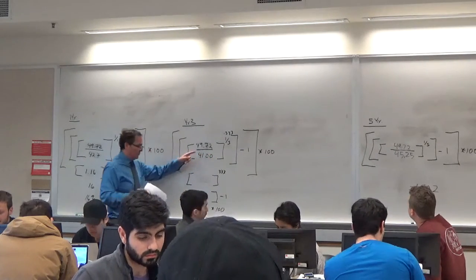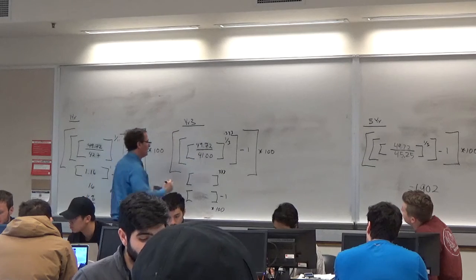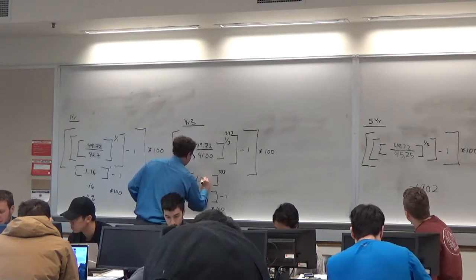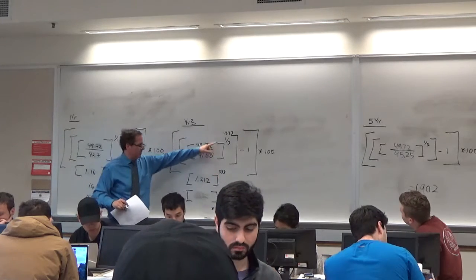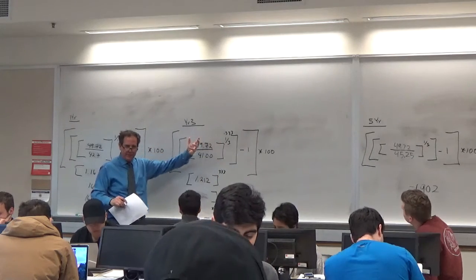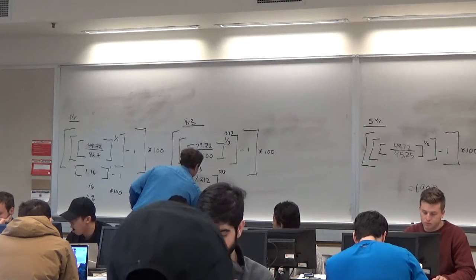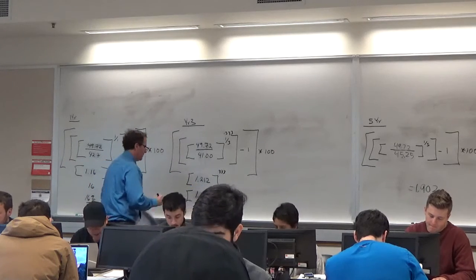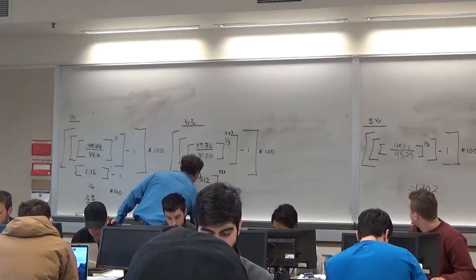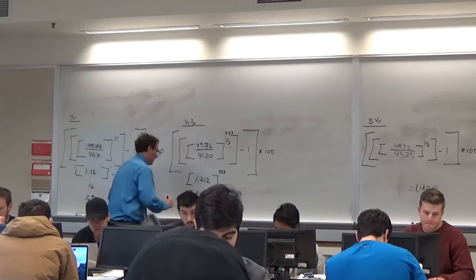So what's 49.72 divided by 41? 1.212. You take it to the 0.333, where it's 1 divided by 3, it's the 3-year. It's 1.066. What's 1.066 minus 1? 0.066, and it's 0.066 times 100. 6.6.